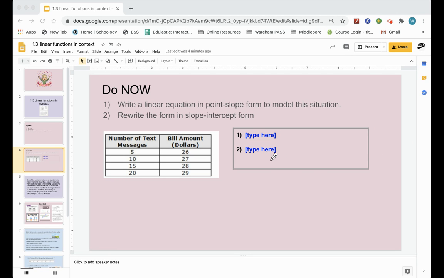Now from here, for number 2, I need to rewrite this in slope-intercept form. So point slope form is a right form because this form can be used for any situation, and it can be used to rewrite equations in standard form and in slope-intercept form. So we want to rewrite this in slope-intercept form, which is Y equals mx plus b. So I'm going to actually distribute the 0.2 in the equation above and then solve for y.